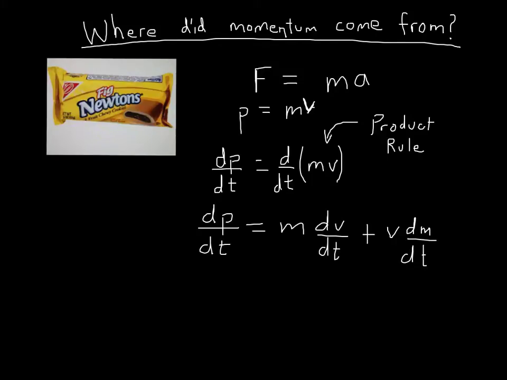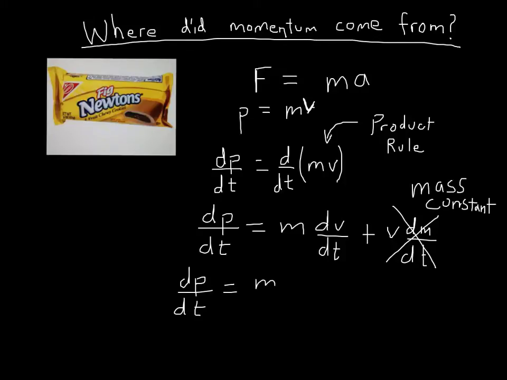It tells us that the derivative of a product is the first times the derivative of the second plus the second times the derivative of the first. Here's where the physics comes in, and we know mass doesn't really change. Mass is a constant. Weight can change, but mass stays the same. Since mass is constant, the change in a mass should be 0. So now we find that dp dt, the derivative of momentum, is equal to mass times dv dt.